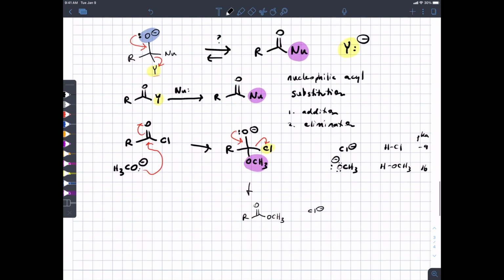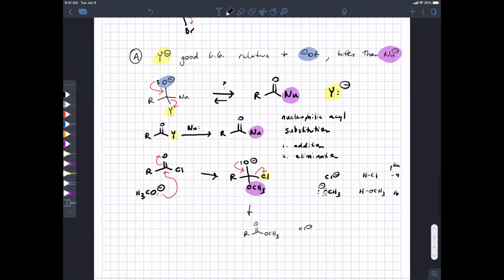Yes? So if we're comparing the two conjugate acids, the conjugate acid with the lower pKa is going to be the better leaving group? Yes, the leaving group whose conjugate acid has the lowest pKa is the best leaving group.